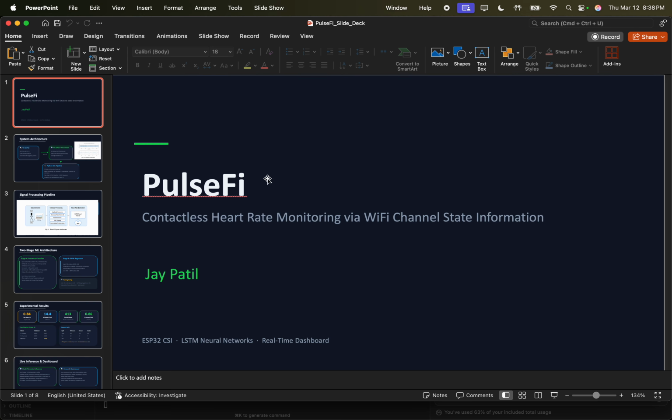This is Jay Patel. This is my ML project demo for my project PulseFI. This is based on a research paper that I read a while ago. The research paper was about using Wi-Fi to remotely detect the heartbeat of a person. I thought that was pretty cool, so I chose this as my ML project. I tried to add something new to it, which I will also show you as the slides go.